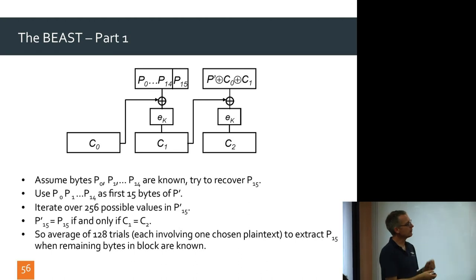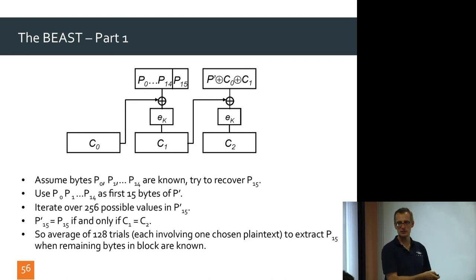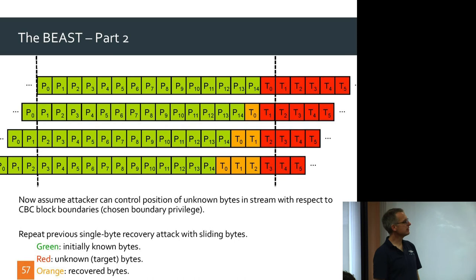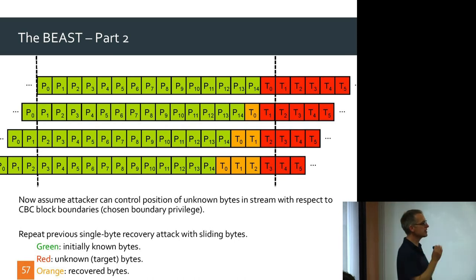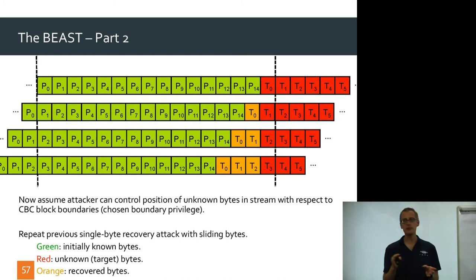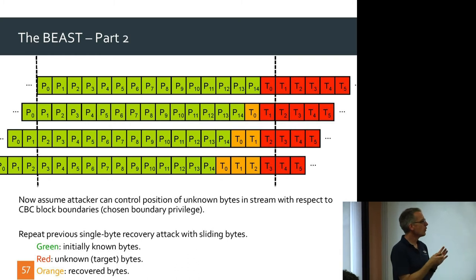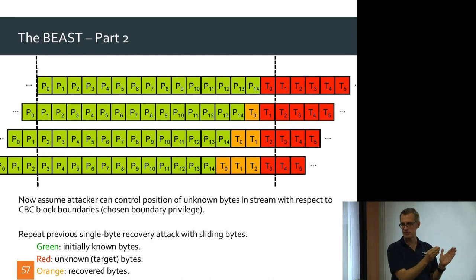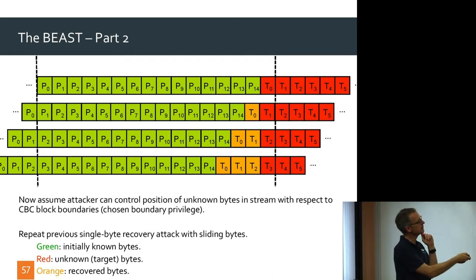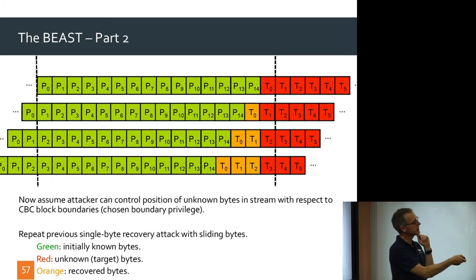Here's part two. Now what we need to do is arrange that the attacker knows the first 15 bytes of P dashed. So let's assume the attacker has this control of the boundary property, which means that he can arrange the position of the unknown bytes in the keystream relative to the block boundaries in CBC mode. Okay? So here we have a complete block, P0 up to P15, and the red thing here, which you can't really see, is the first unknown plaintext byte that we want to recover. So we're going to assume that we know all of these plaintext bytes, and we're going to focus on recovering all of these. Okay?